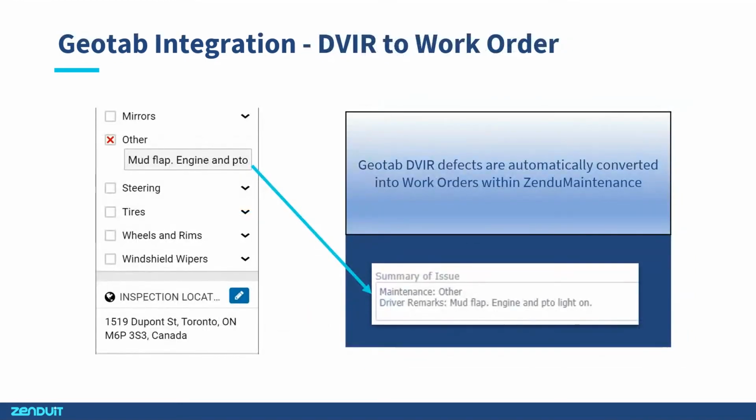The next part is the DVIRs. Sometimes we have drivers, when they're doing their walk around, they notice items that are defective. And as you can see, they would fill out their DVIR using the Geotab Drive application, and that would translate directly into a work order within ZenduMaintenance, allowing us to automate work order creation for these repairs. It would go to the maintenance administrator, who is going to evaluate and determine if we need to pull this in now or schedule this maintenance for later.